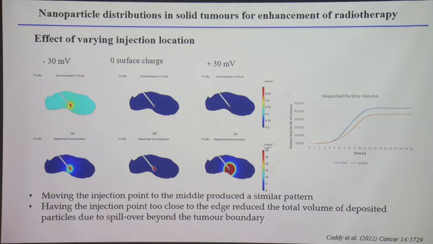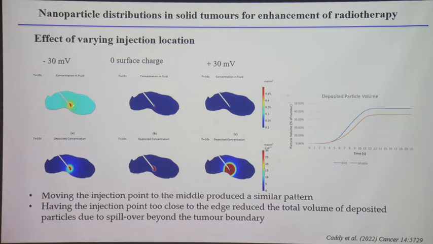In the previous slides, the injection location is somewhere over here, but say this is the longest axis of this tumor. I think the needle depth is probably fixed, but if you move it halfway towards the middle, then what distribution pattern will you get? So these are the distribution patterns corresponding to negatively charged, zero charged, and positively charged nanoparticles.